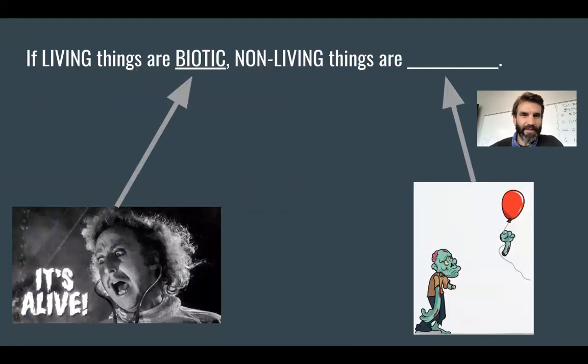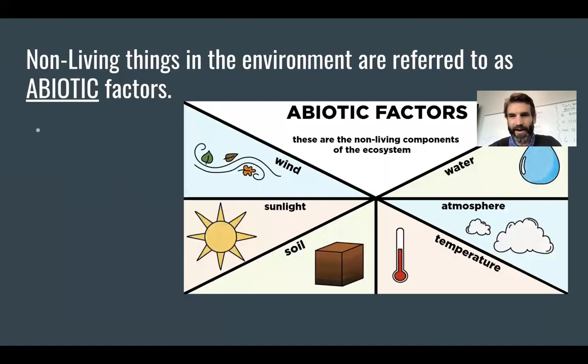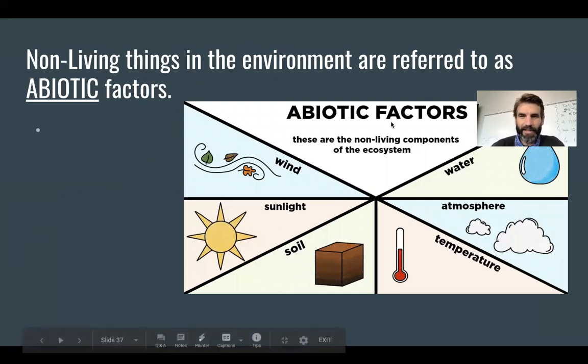Then we asked, if living things are biotic, what do we call non-living things? Students had some great answers. They hit non-biotic, unbiotic, all these prefixes that mean not. And then we learned that when we're talking about it in ecology, we call those abiotic factors. And we listed some of those abiotic factors right here, available right there.